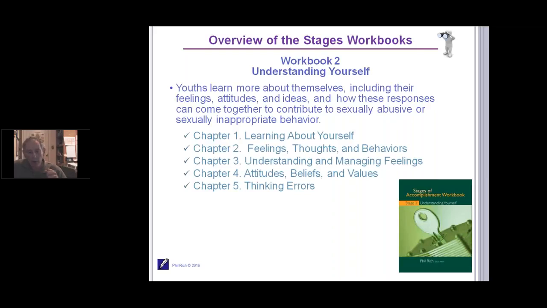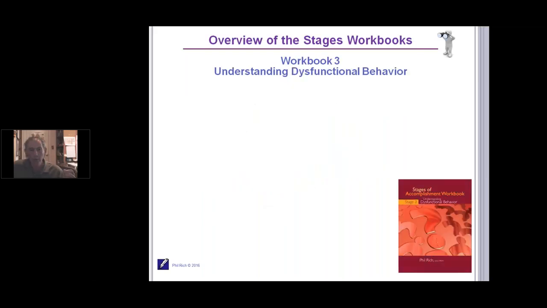So here we have 5 chapters, and we start to see some of the areas that are fairly common to treatment. Thinking errors, chapter 5. Chapter 4, attitudes, beliefs, and values. Chapter 3, understanding and managing feelings. Chapter 2, feelings, thoughts, and behaviors. And chapter 1, learning about yourself. So moving from basic learning about self to getting into some of the meat that's quite typical to sexual offender, sexually abusive youth treatment programs, cognitive distortions.